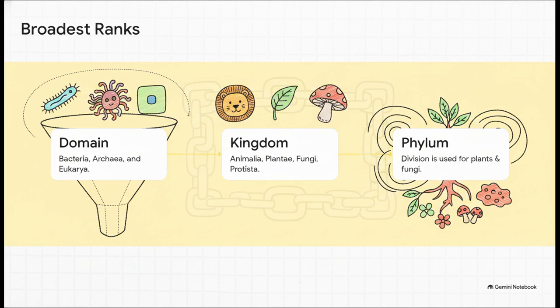Step 2 narrows it down to kingdom. For instance, the domain eukarya is further divided into 4 kingdoms you probably recognize: Animalia, Plantae, Fungi, and Protista. Step 3 narrows it even further into a phylum. But, quick side note here, there is an exception. If we are talking about plants and fungi, we actually use the word division instead of phylum.